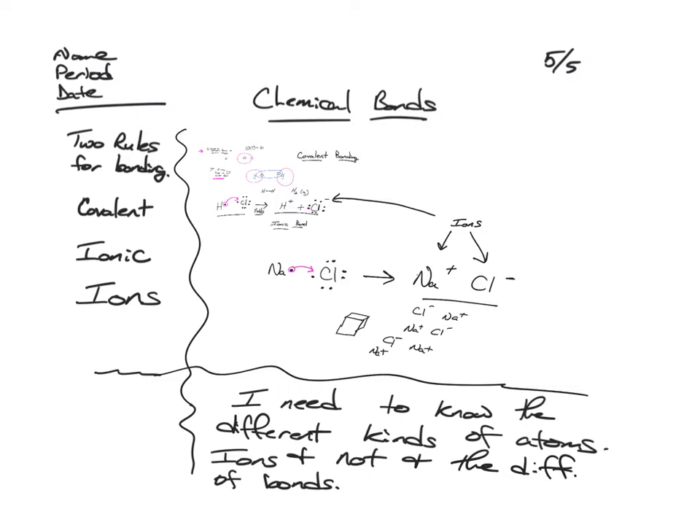They're here on the board in the notes. I'll upload them now. The summary reads, I need to know the different kinds of atoms, ions and not, and the different bond types, the different kinds of bonds. One more class too.